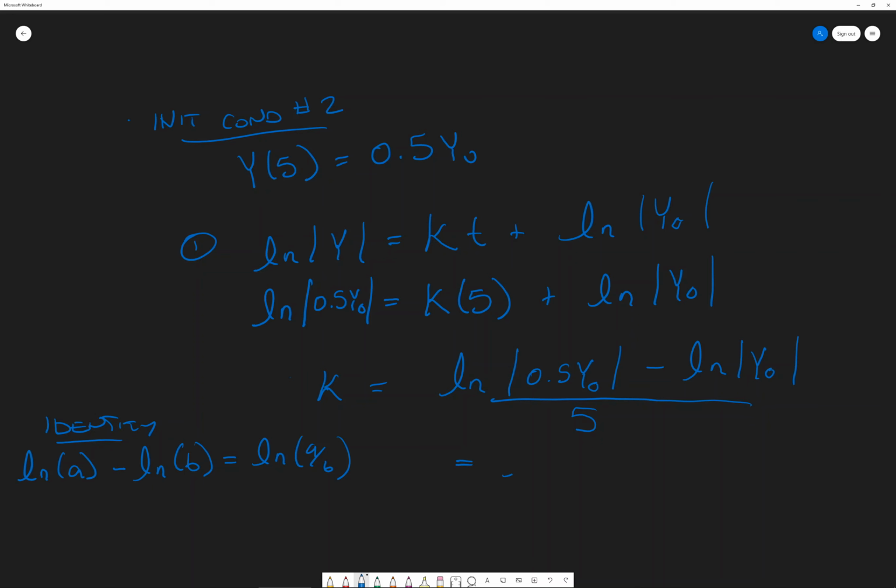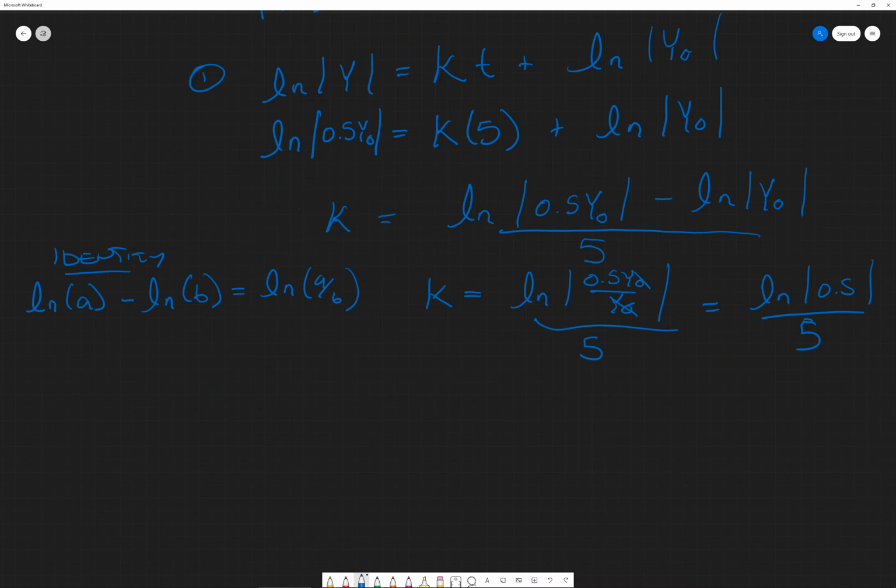So that means that this is the same thing as ln of 0.5 y naught over y naught, divided by 5. So the y naughts cancel. Okay, so we have k equals ln of 0.5 over 5. Okay, so that's k. Now our equation simplifies even further.